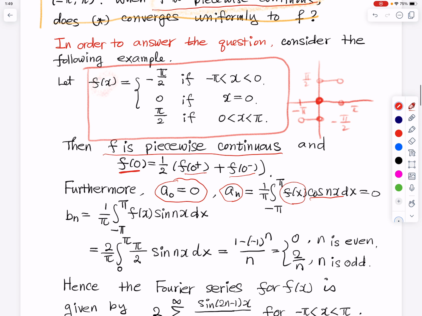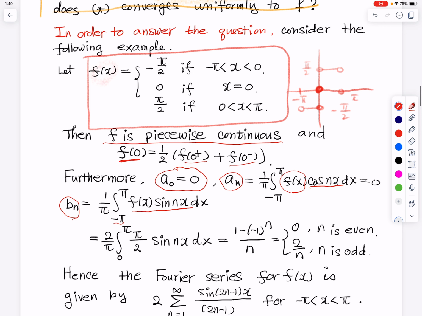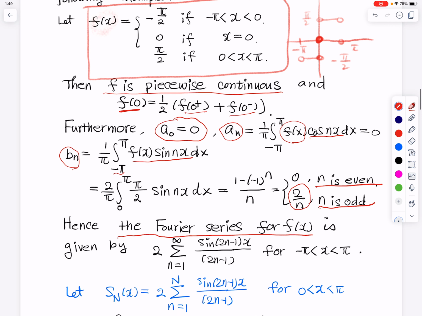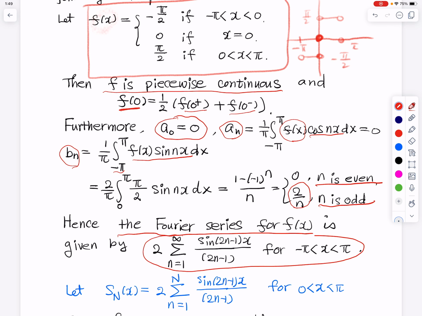And then I compute the Bn. That's 1 over pi, integral from minus pi to pi of f(x) sine nx. You just plug in. And you can check, n even, this value becomes 0. N odd, this guy is 2 over n. So finally, our Fourier series for this given function is given by this function. This is just actually the Fourier series for this step function. So this is the function. Let's see. So this guy is the Fourier series for this guy.